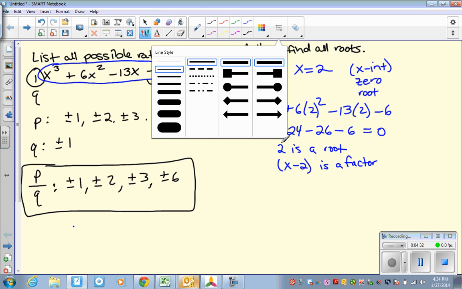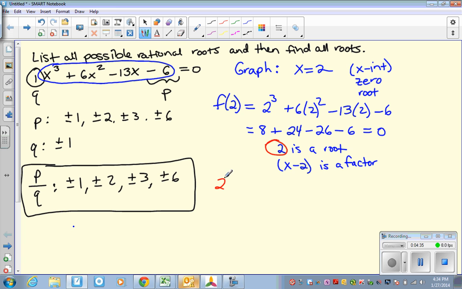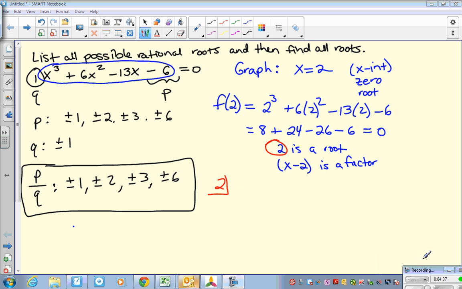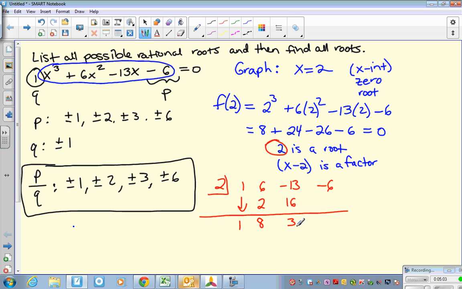And we're going to use that number that we get for the root. So 2 is going to go in the box. We're going to put the coefficients from the polynomial, which are 1, 6, -13, and -6. Carry the 1 down. Multiply the box times the 1. Add that next column. Multiply the box times that answer that you just got. Add the next column. Multiply the box times the number you just got, and that's the last column. You should get 0 in the end as your remainder because that's what we saw here.